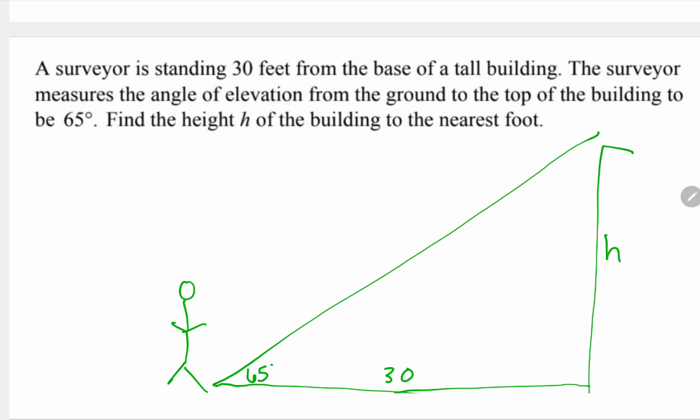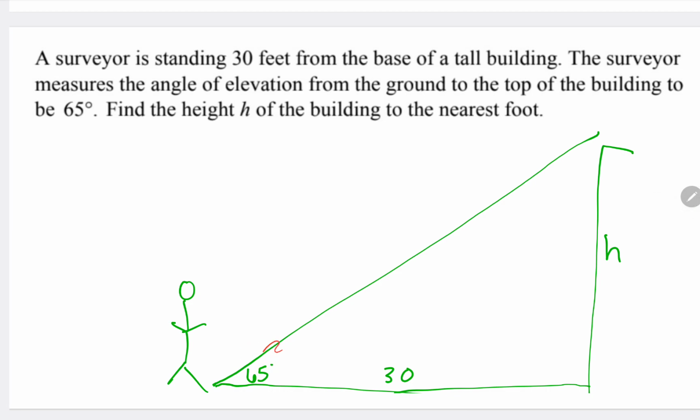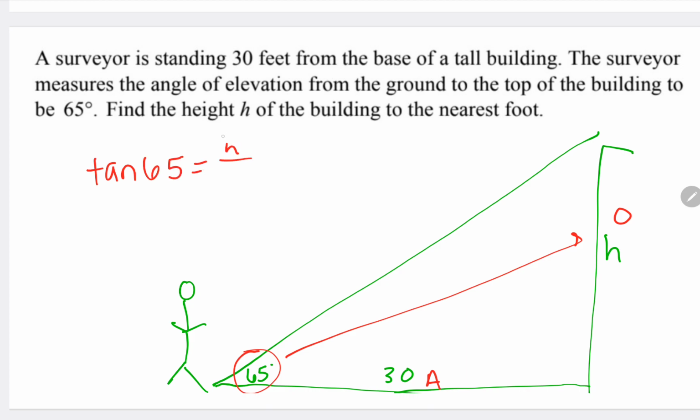All right, so the angle we know is 65 degrees. This is the opposite. This is the adjacent. So we're using tangent of 65 equals opposite over adjacent. And if I'm going to solve this to get h by itself, I multiply both sides by 30. And I get that the height, when I take 30 times tangent of 65, is about 64.3 feet, the height of the building.